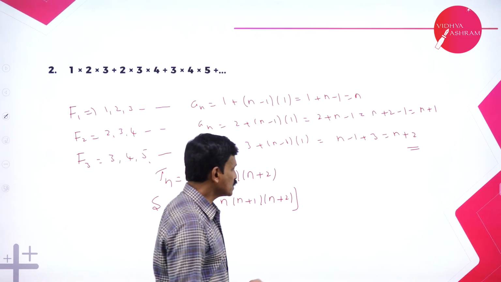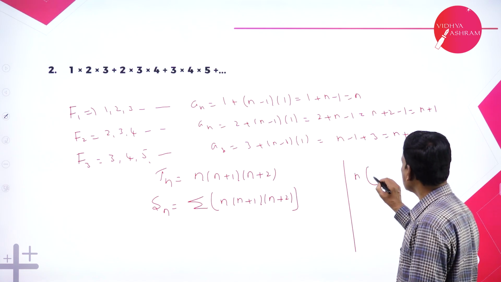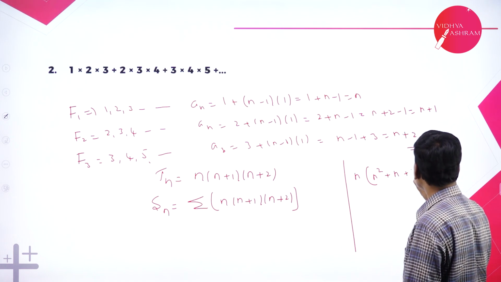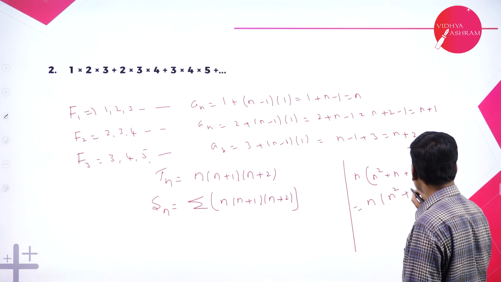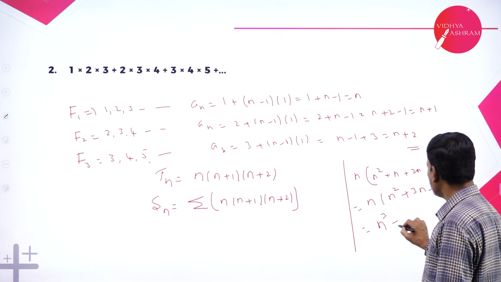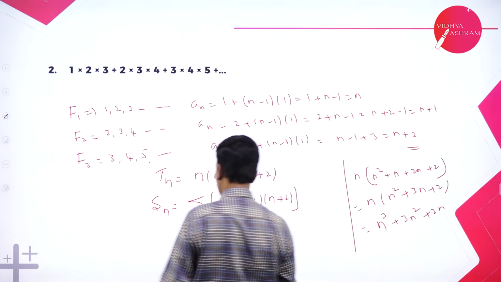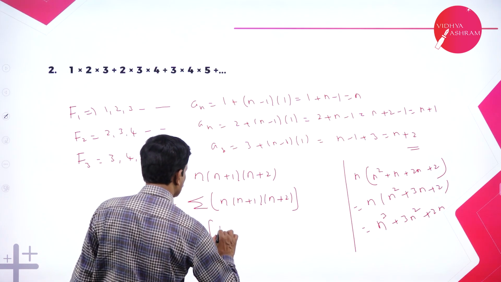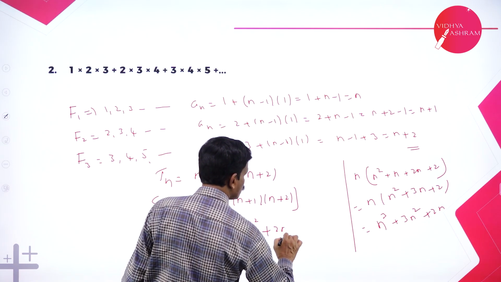Okay. Now, just multiply this first. So, if you multiply, what you will get? n into n is n square plus n into 1 is n plus again 2 into n is 2n plus 2 ones are 2, that is equal to n into n square plus 3n plus 2. n square into n is n cube plus 3n square plus 2n. Substitute here. So, therefore, the sum Sn is equal to summation sigma n cube plus 3n square plus 2n.